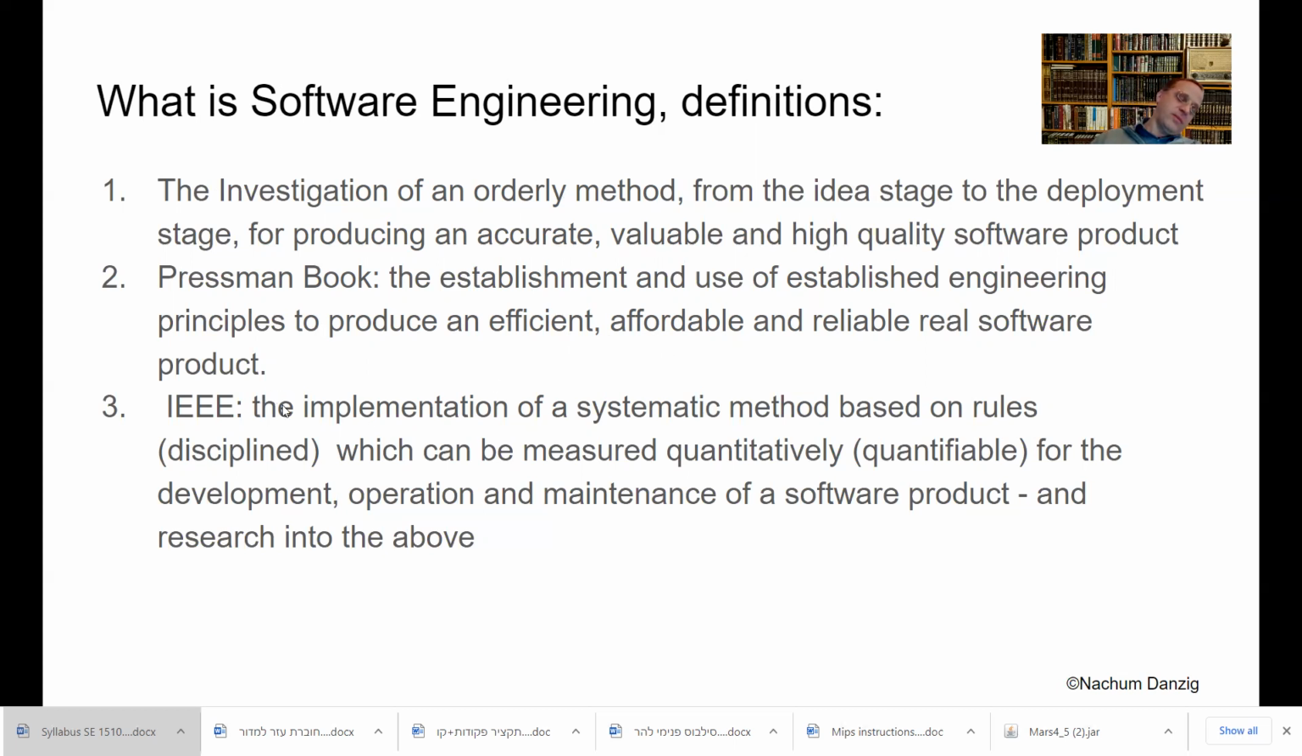IEEE is like a standards organization. It defines it as the implementation of a systematic method based on rules, which means it's disciplined. It follows a certain discipline. A systematic method which can be measured quantitatively, like we said before. We can decide how much better this software is than that software, for the development, operation, and maintenance of software product, and research into the above. So you see, software engineering is like a field of inquiry.